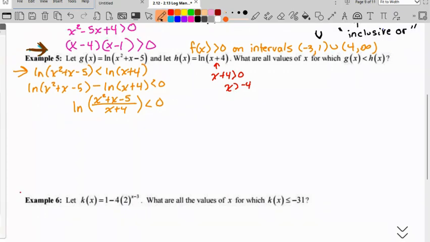Okay, and let's take a look at the other restriction that we have from this natural log. We know that x squared plus x minus 5 has to be greater than 0 because the argument has to be positive. Okay, so let's see. Now that one is not going to factor, so we're going to have to use our quadratic formula.